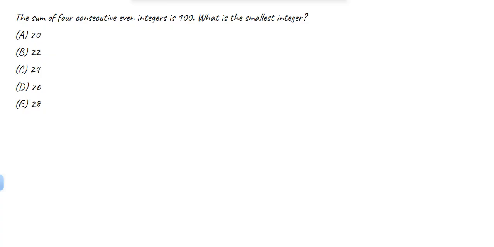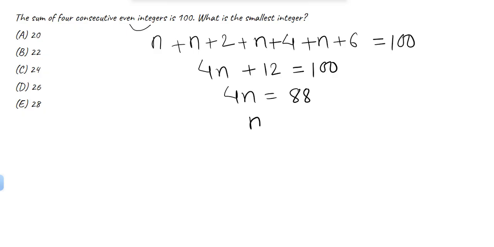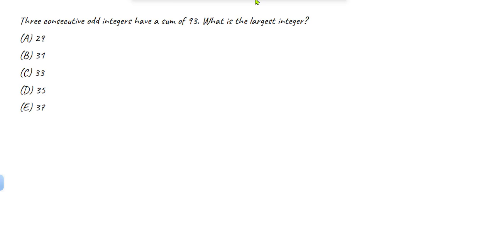Now you can solve it the other way, which is a lengthy process. The first number you can consider n. The second number is increased by 2 because of even integers. Every time you increase by 2, so the third number will be n plus 4 and then n plus 6, which sums to 100. If you sum all these four numbers, we have 4n plus 12 equals 100. Subtract 12 from both sides, we have 88. Divide by 4 on both sides, and now we have 22. So this is the smallest integer, right?